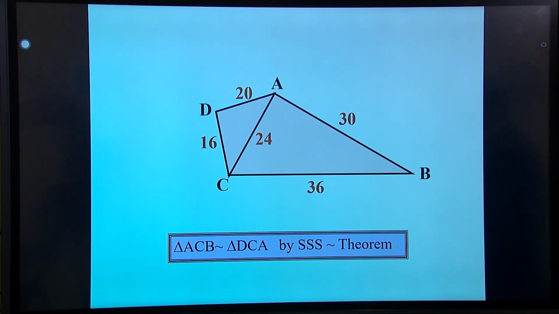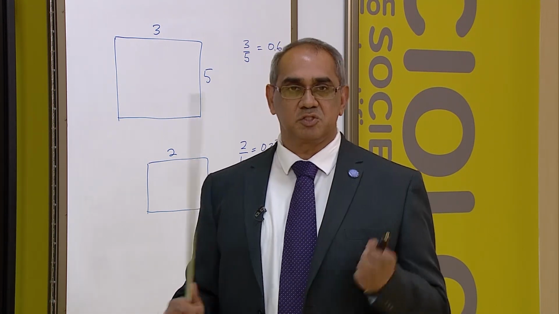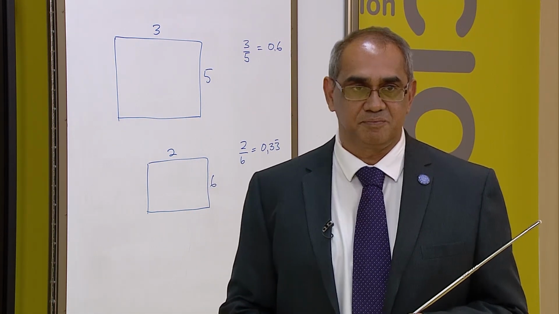I hope that gives you an idea of similar triangles, how we can actually identify them, and how we can use the theorems to state which two triangles are similar. Thank you.